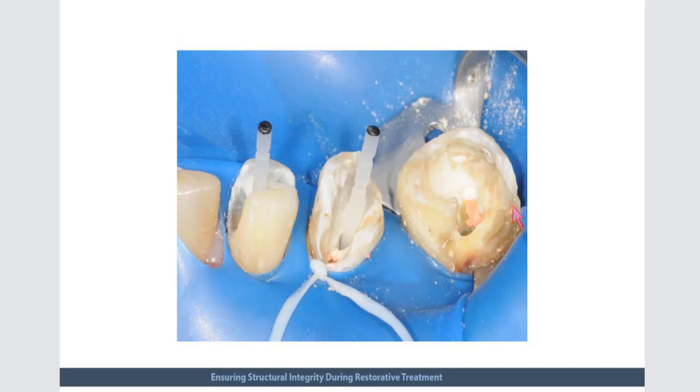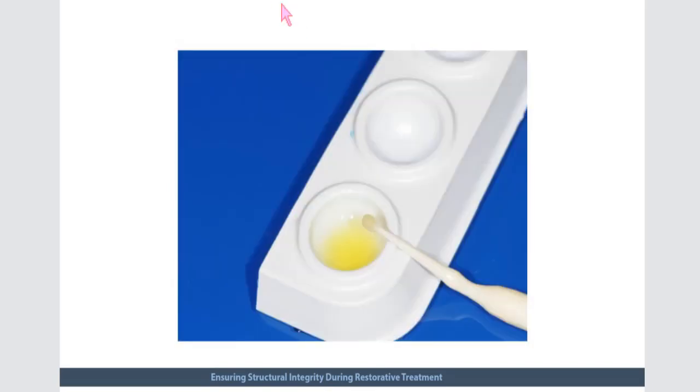So this is a mistake. You can see here the large destruction on the molar. That was the first reason why the patient came to our clinic, to replace the old bridge, and because she had a lot of gingivitis and issues with the gingiva in this area.